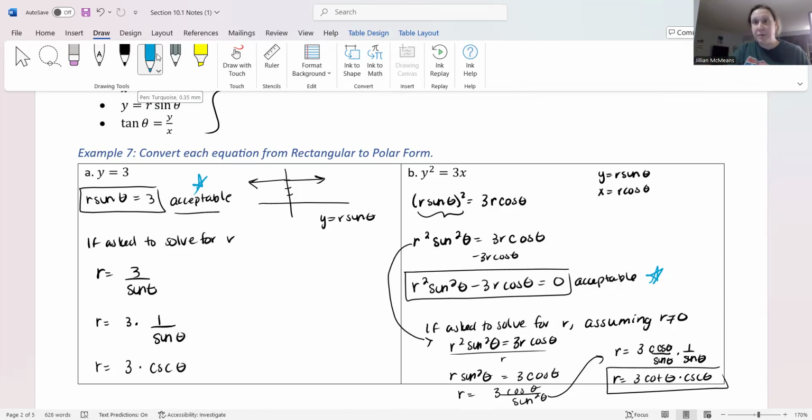Okay. So that wraps up this first section, 10.1. In the next section, we're going to look at polar equations and their graphs. It's going to be another really, really long section, but each piece is pretty straightforward. All right.